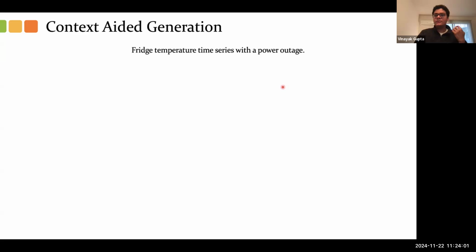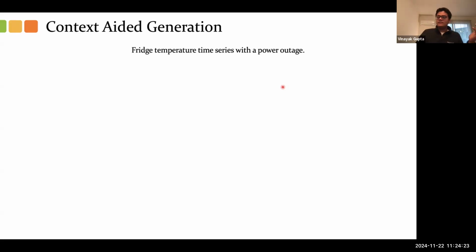Now let's focus on the task of context-aided generation: given a time series and some helpful text for the time series, can the large language model actually understand what's going on? We were incredibly hopeful for this task because LLMs can understand text, right? So they should be able to generate or understand what the future will be. So let's consider a toy example.